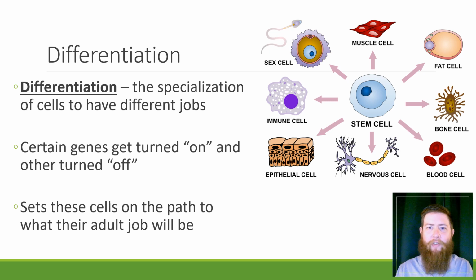So once differentiation starts, it sets these cells on a path to what their adult job will be. Are they an immune cell? Are they a nervous cell? Are they a blood cell? Once they start this differentiation, usually they continue until the end. So they don't start turning into blood cells and then all of a sudden change to muscle cells. They start as blood cells, they're usually going to end up as blood cells.